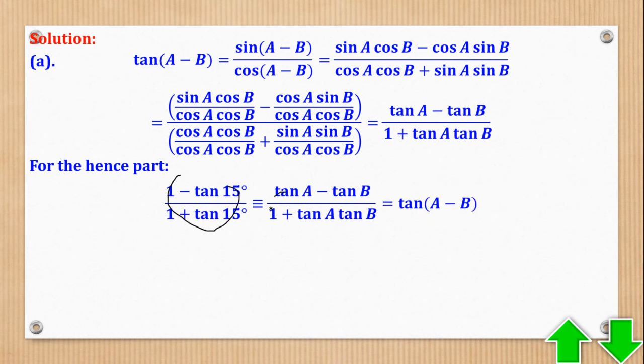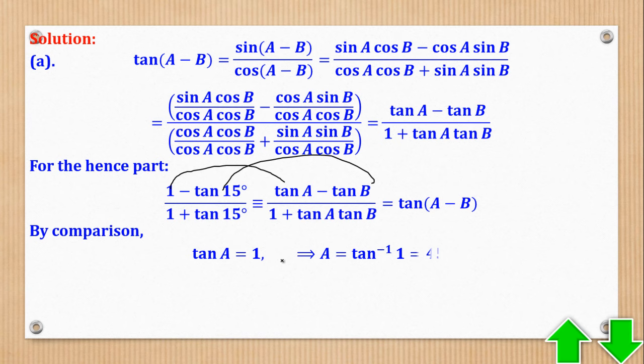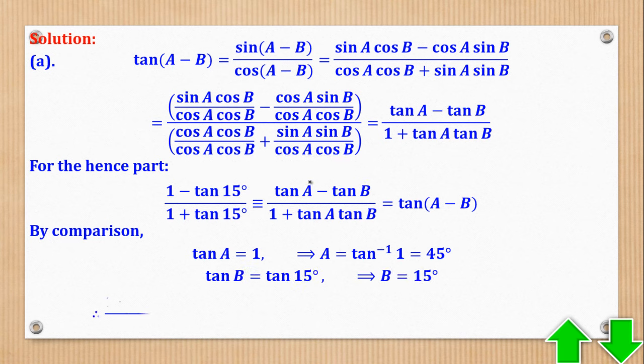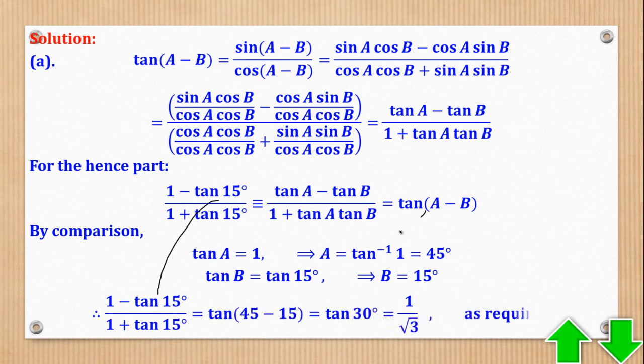Comparing this with this. I think you realize that I'm using an equivalent sign because I'm going to compare. So by comparison, you realize that in this one, tan A is 1 and tan B is equal to tan 15. Meaning that tan A equal to 1, arctan 1 is 45 and here B is 15. So when I do that, I'll come up with this being equal to tan (A minus B), which is tan (45 minus 15), which gives you tan 30. And tan 30, remember 30 is a special angle, so tan 30 is 1 over root 3.